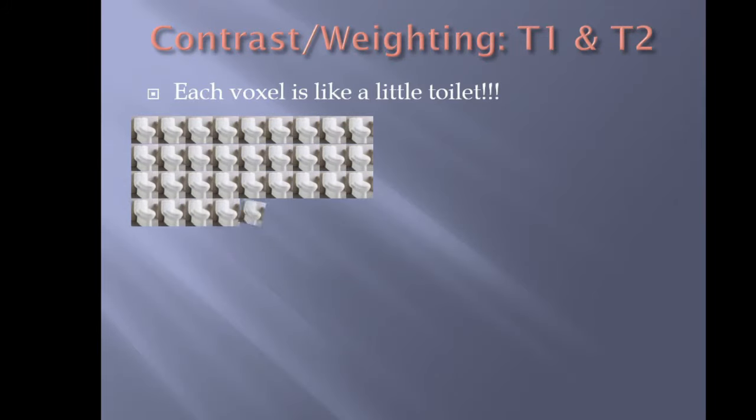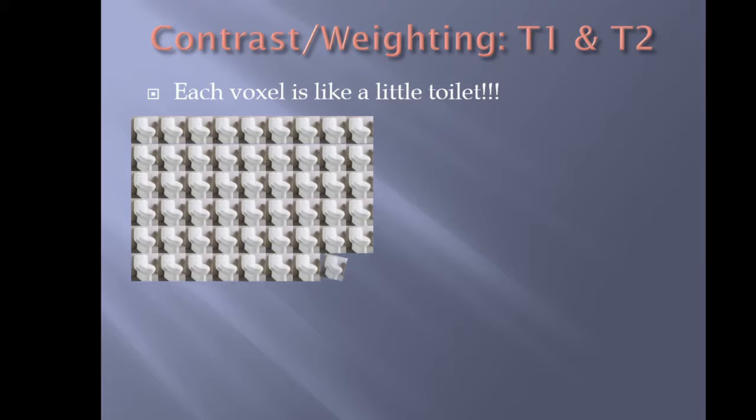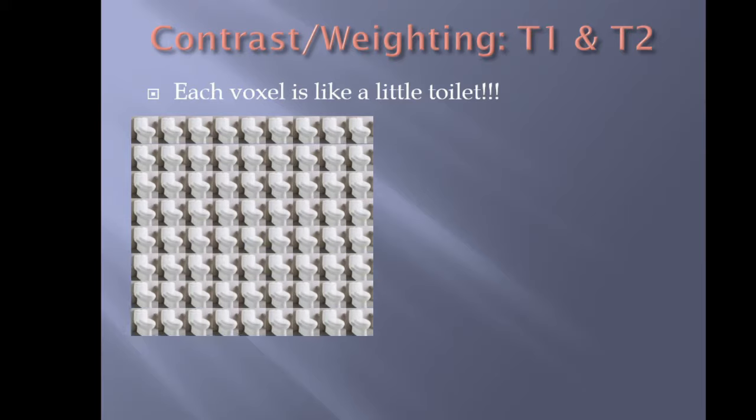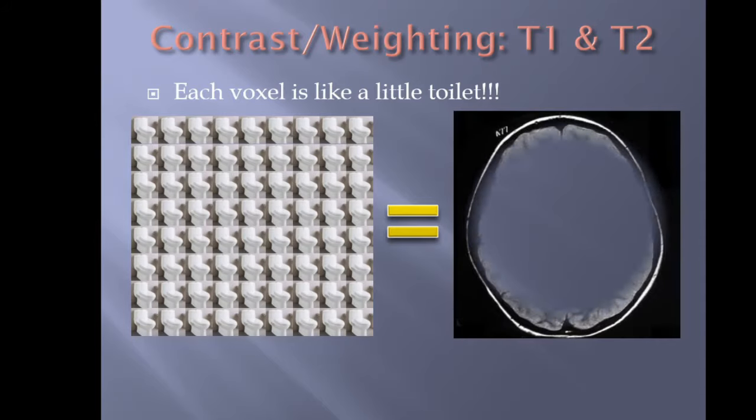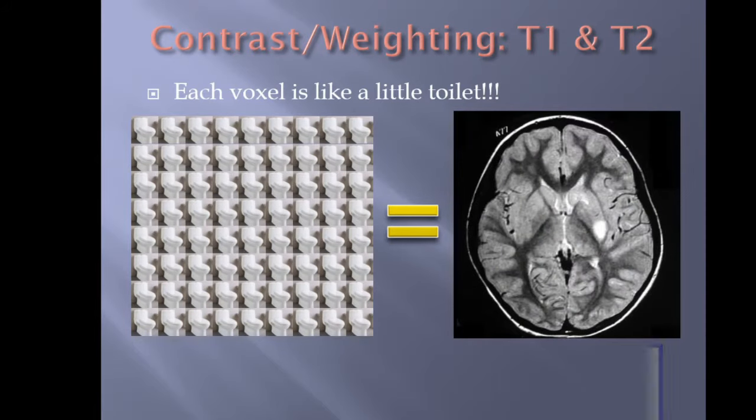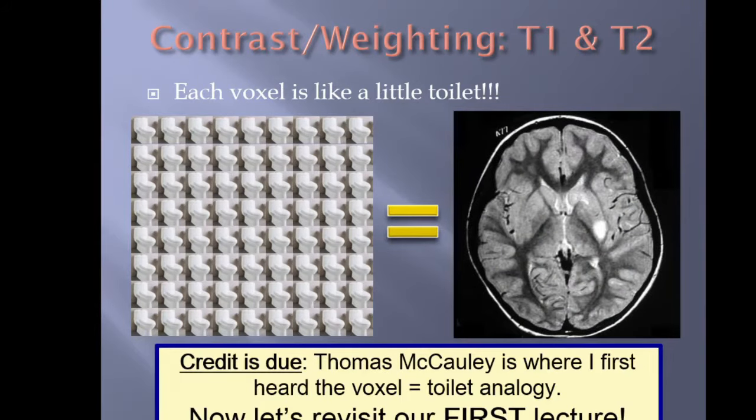But when we're thinking about an image, basically each voxel is like a little toilet. So every one of these voxels will act independently because they all have different size bowls and different size tanks and different size hookups and different size water flows, which will result in tissue heterogeneity, which is why when we take an MRI image, it's not just a gray field, right?